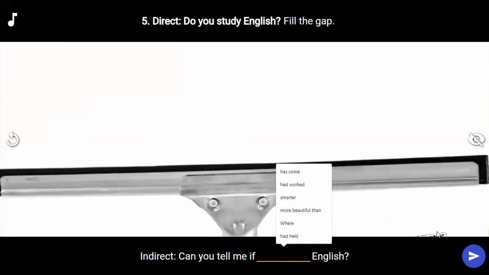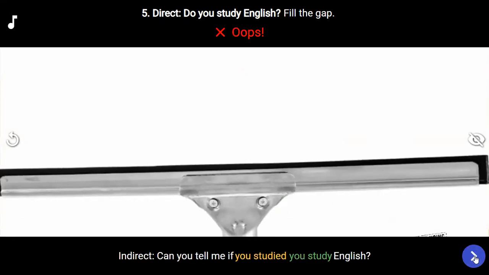Direct: do you study English? What about that? Indirect: if you study English. Oh, sorry, it was if you study English, sorry.